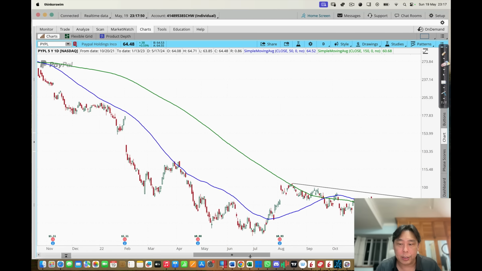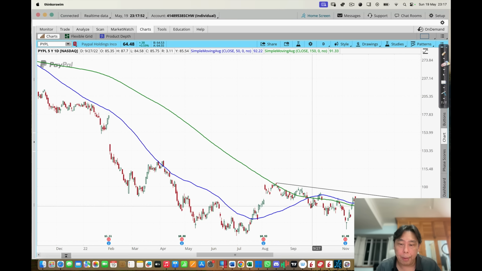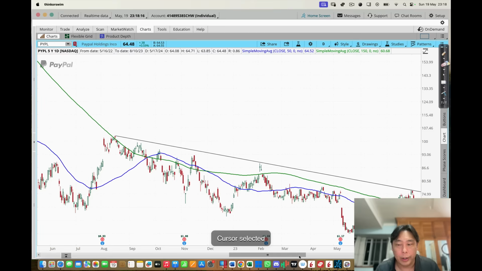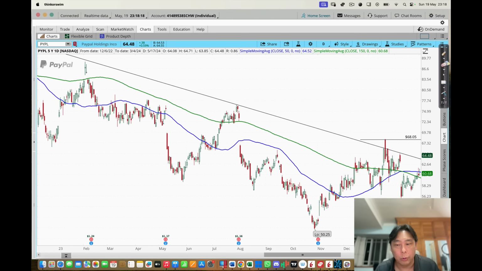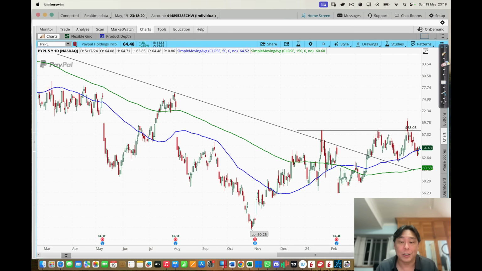And over here you can see back in September of 2022, the 50 crossed above the 150. Now, was this an uptrend signal? No. Why? Because the green is still sloping downwards, right? Although the blue sloping up, green sloping down, it is not an uptrend signal. And sure enough, you can see the downtrend continues all the way down, right? And this downtrend has lasted 3 years.